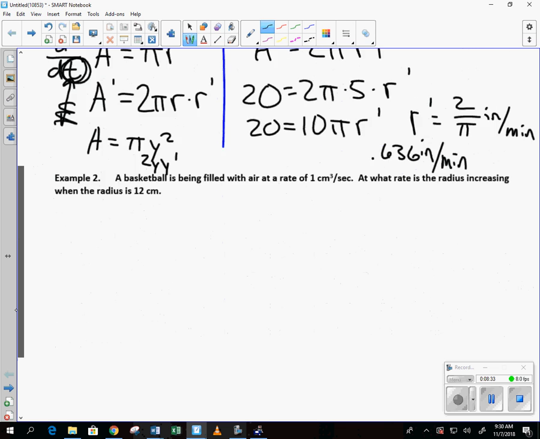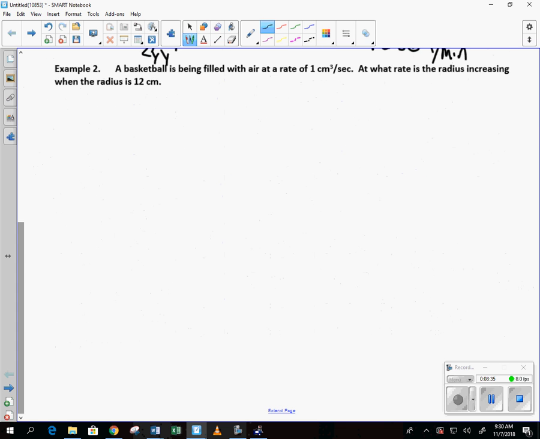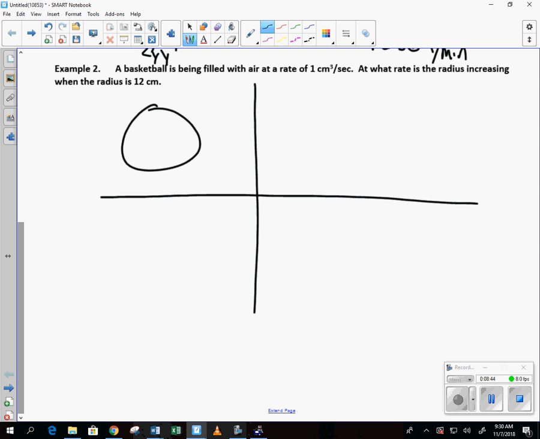Better? All right, let's try a different one. A basketball is being filled with air at a rate of 1 cubic centimeter per second. At what rate is the radius increasing when the radius is 12 centimeters? Sounds like a similar problem, doesn't it? Except I've got a 3-dimensional figure here. The basketball's getting bigger.